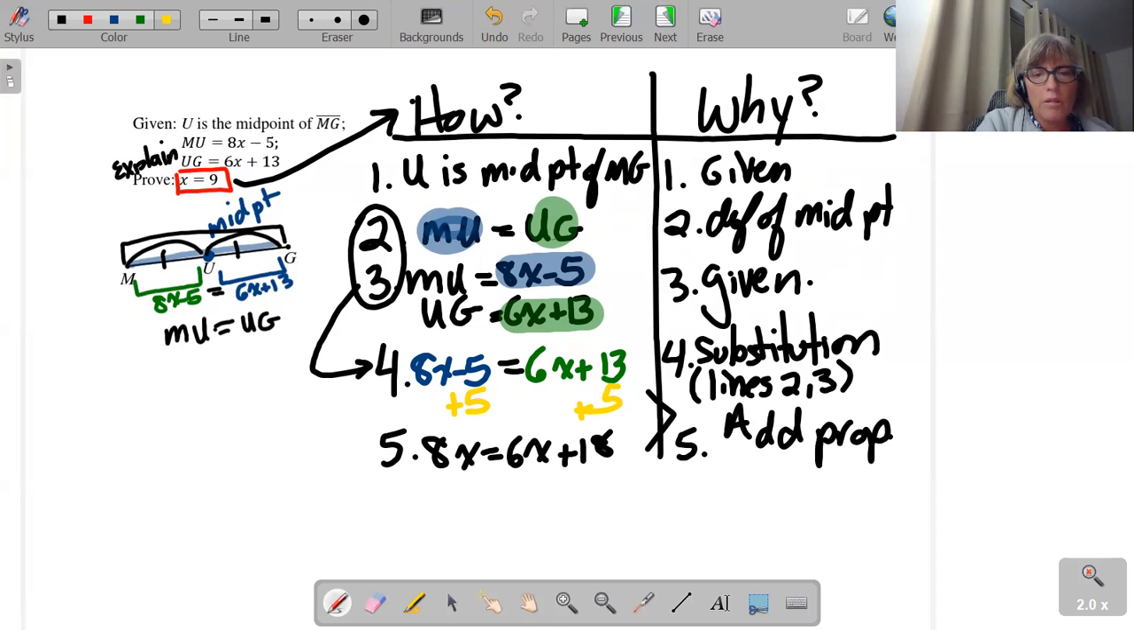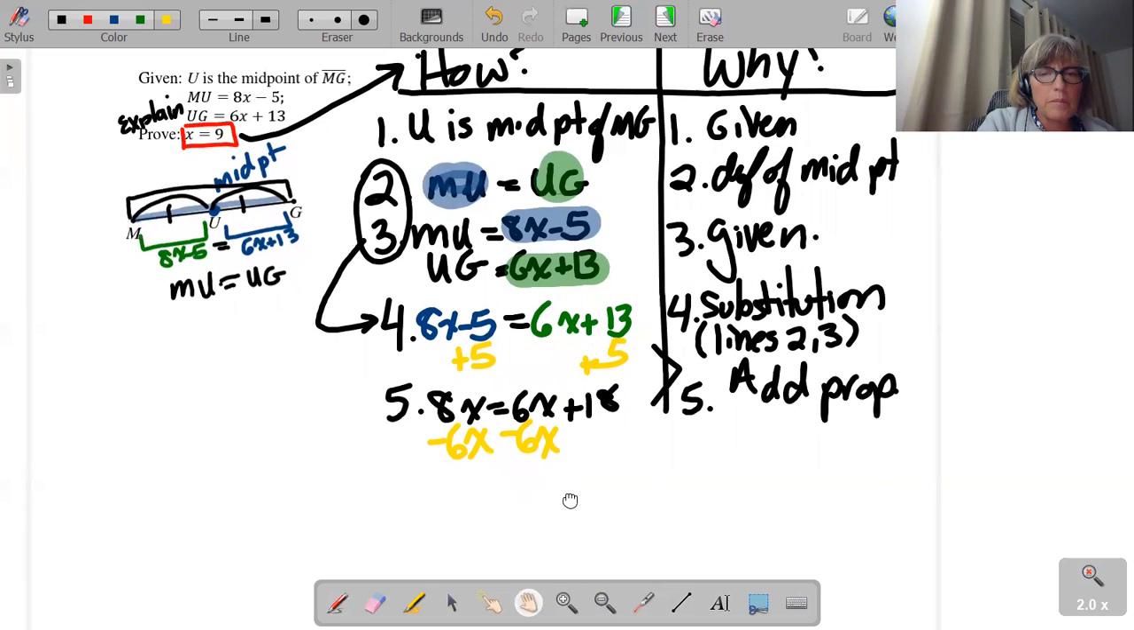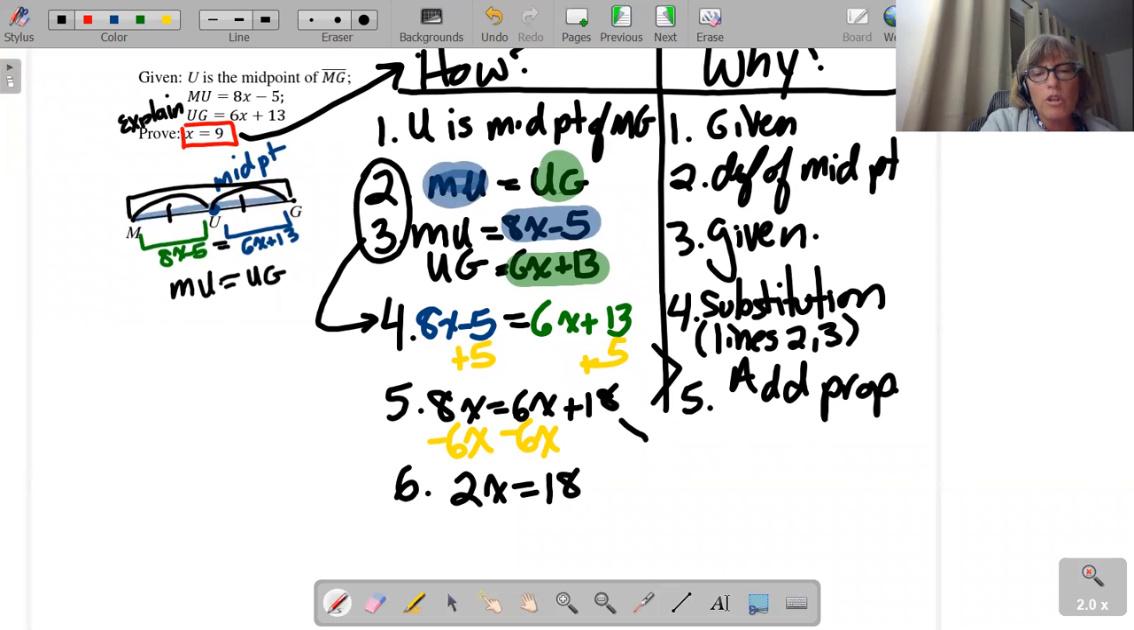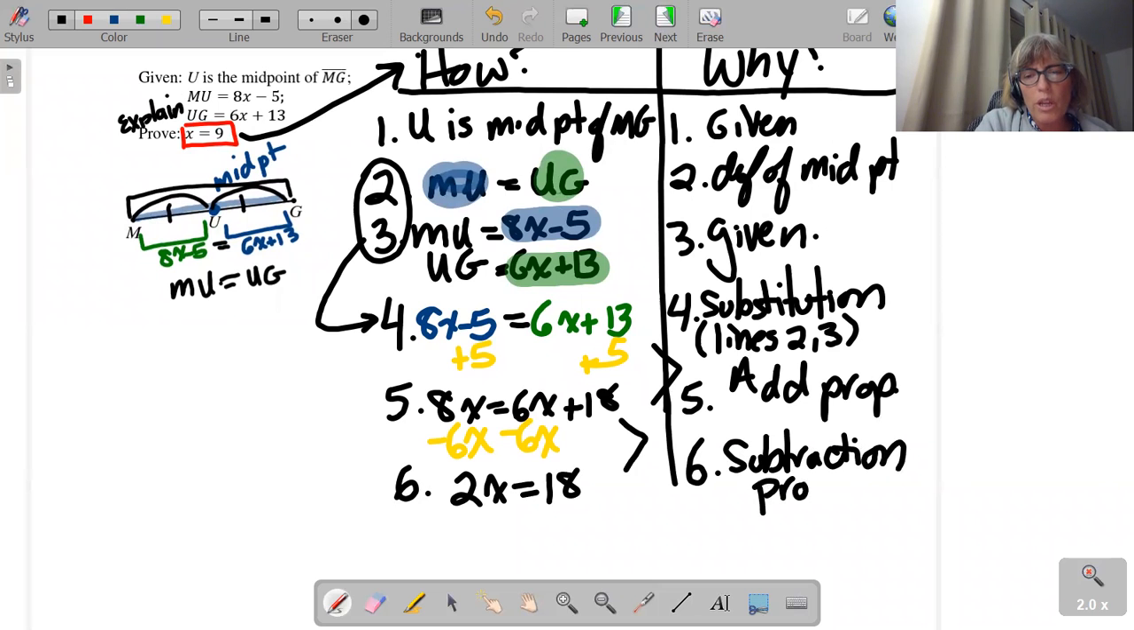Now I'm doing minus 6x. Now I have 2x equals 18. What allowed you to go from here to here? That would be the subtraction property. Property means you do something to both sides. Both sides, both sides.